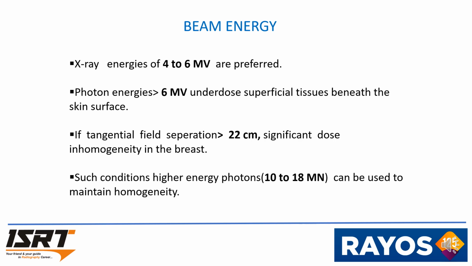Beam energy. X-ray energies of 4 to 6 MV are preferred. Photon energies greater than 6 MV underdose superficial tissues beneath the skin surface. If tangential field separation is greater than 22 cm, then significant dose inhomogeneity in the breast is present. In such conditions, higher energy photons, that is 10 to 18 MV, can be used to maintain homogeneity.